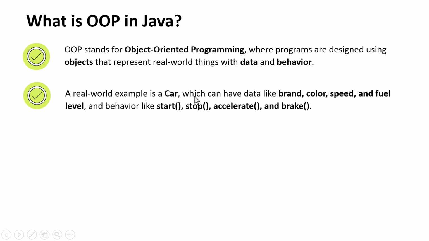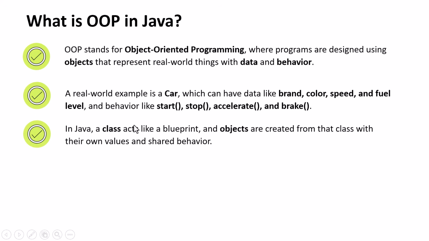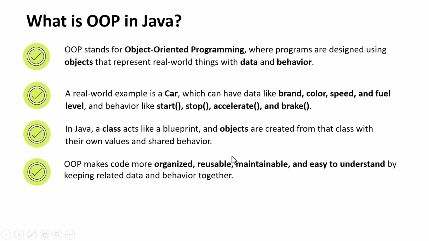In Java, we first create a class, and that class acts like a blueprint. Then we create objects from that class, and each object stores its own values while using the behavior defined in the class. The main benefit of OOP is that it makes code more organized, reusable, maintainable, and easy to understand. Instead of keeping data and methods separate, OOP keeps related data and behavior together, which is why it is widely used in real-world Java applications.